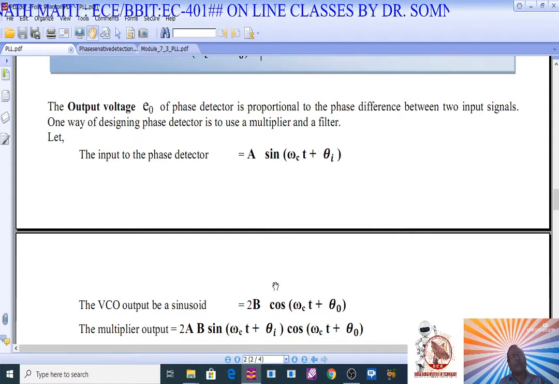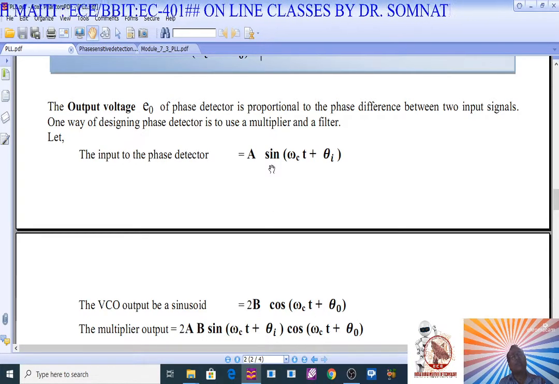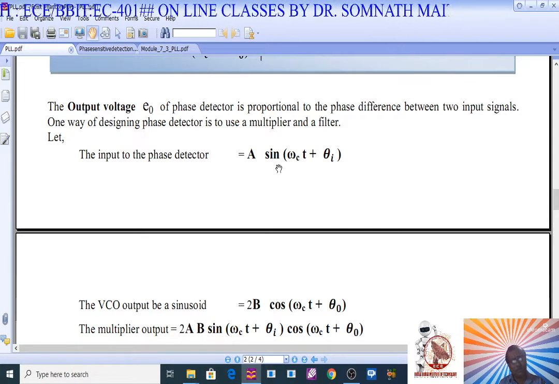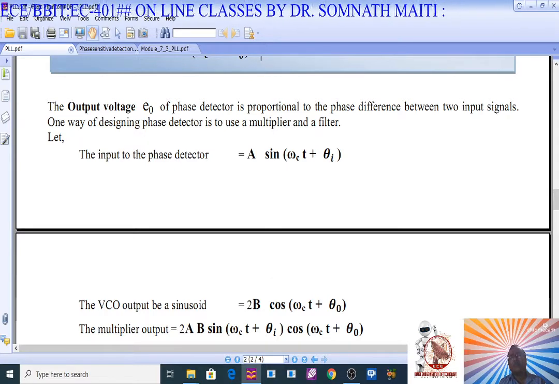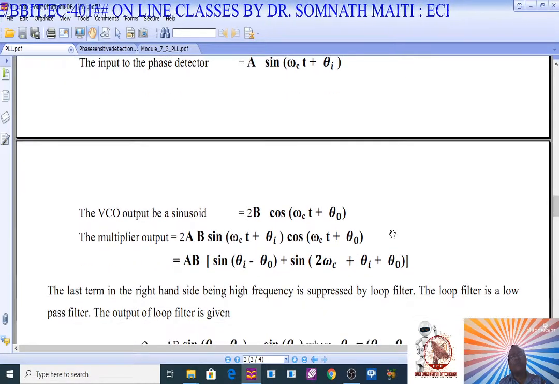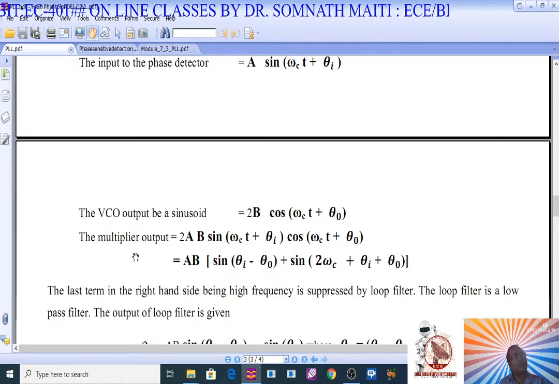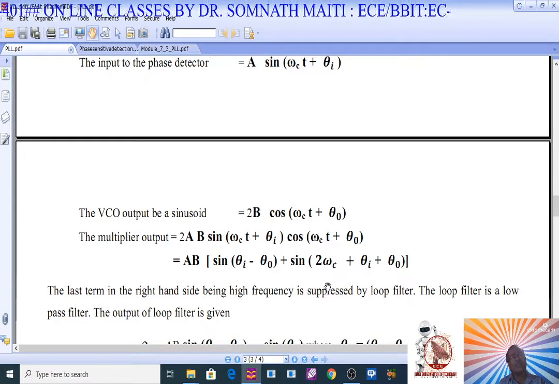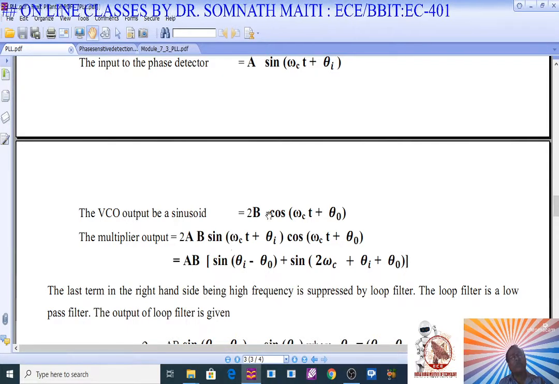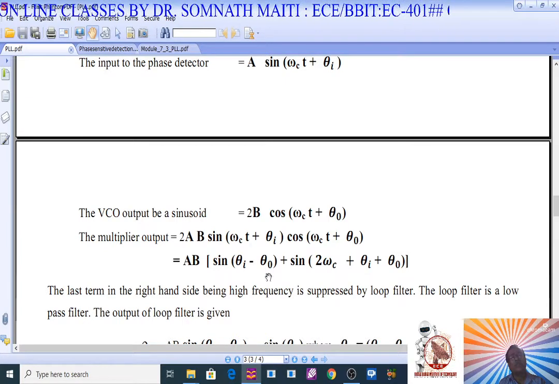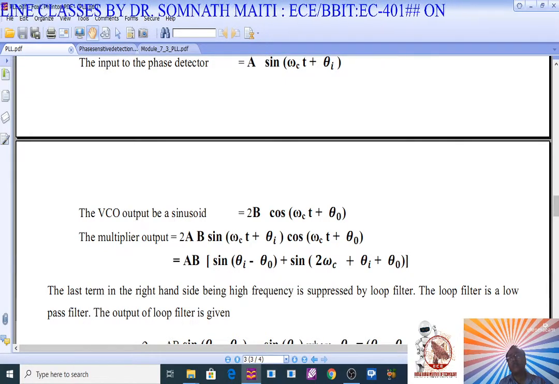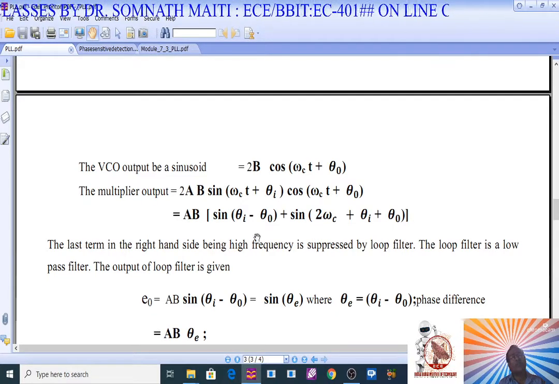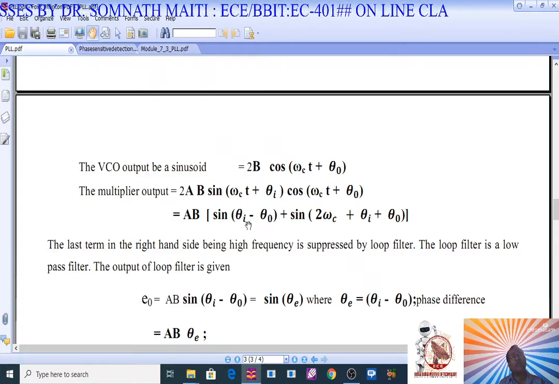Now the thing is why I have taken cos, or I could have taken both sine, or both cos, or any combination thereof. So this will be explained after you go through this calculation. The multiplier output will be 2AB. Now you have taken 2, that's why you can resolve into a sum term and a difference term, sine cosine, so it will be sine sine, isn't it? So the last term is the higher frequency and this is the low frequency. 2 omega, omega is absent.